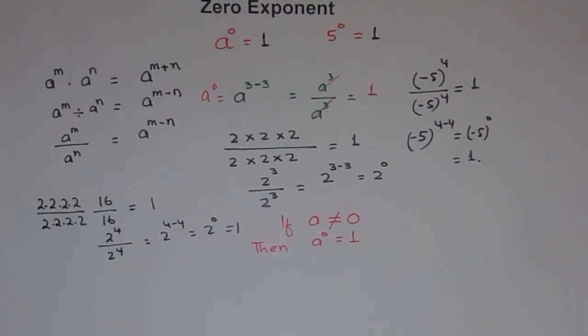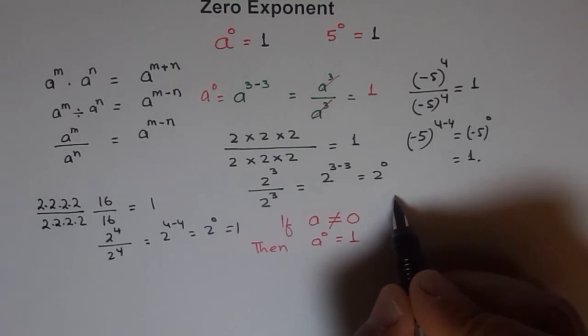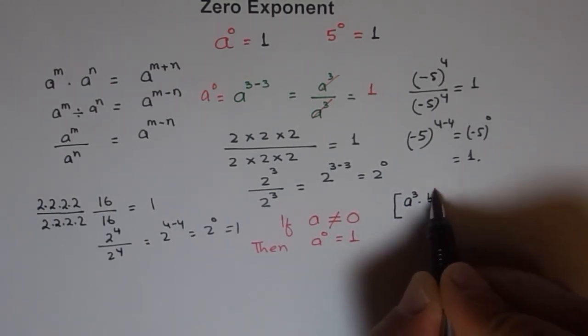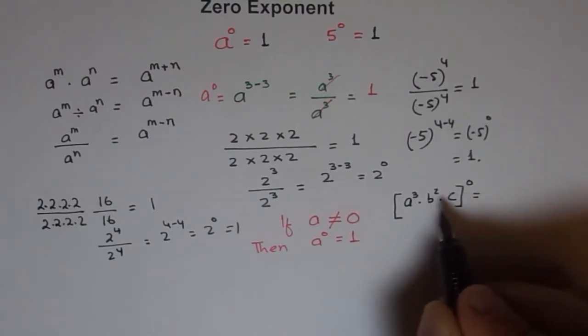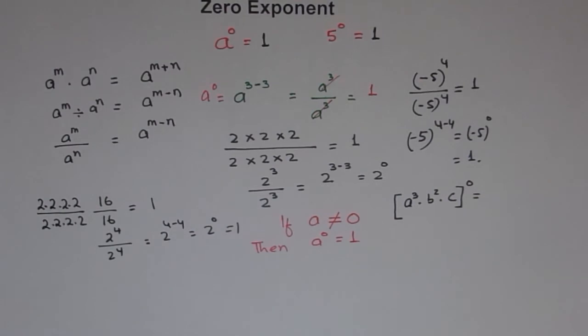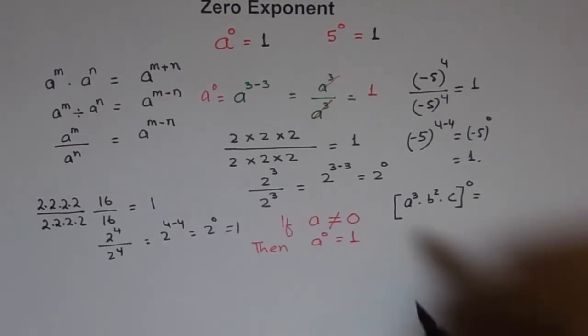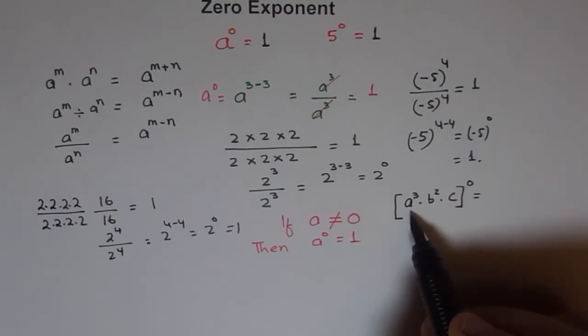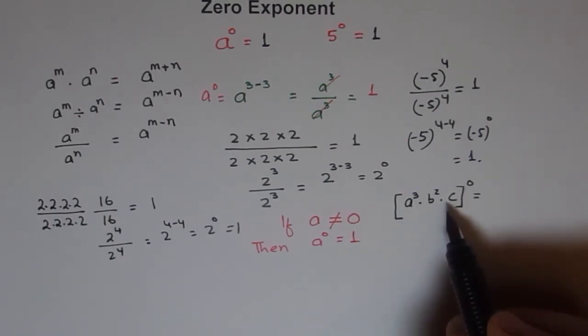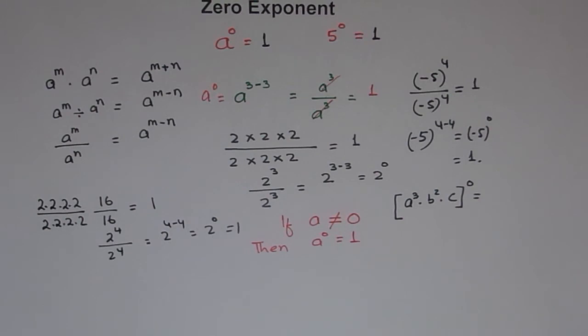So now tell me, solve this problem. What is the answer for this? A cubed times b squared times c to the power of 0. How much is this equal to? Well, anything to the power of 0 is just 1, whatever may be the value of a, b and c. Do you get it? That's a very important concept. Okay, I hope you understand it.